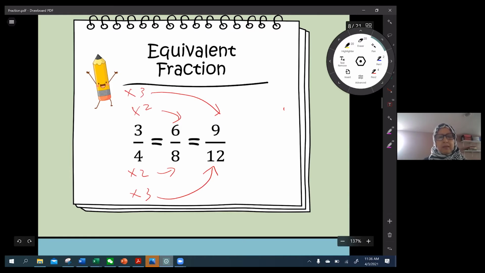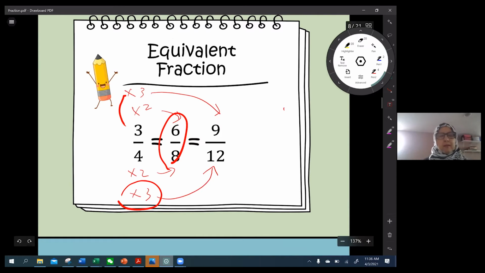Now you got one equivalent fraction here. And the next one, you will multiply this with? 4 times 3, right? 12. You see this here, 4 times 3, and you'll get 12. And then 3 times 3? 9. Okay, let's go back to the previous screen.